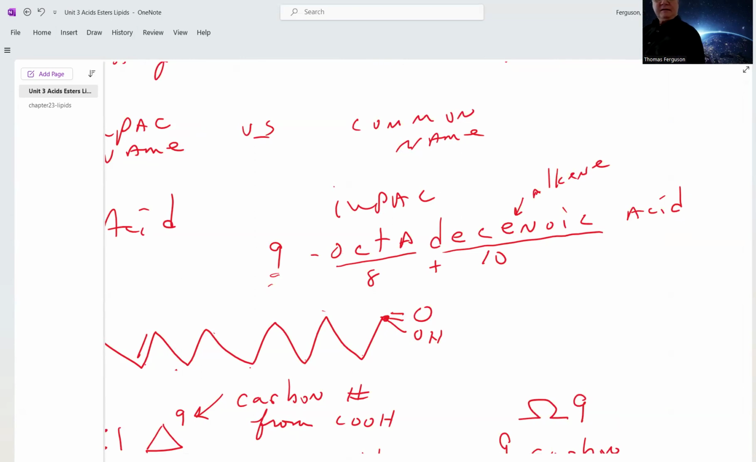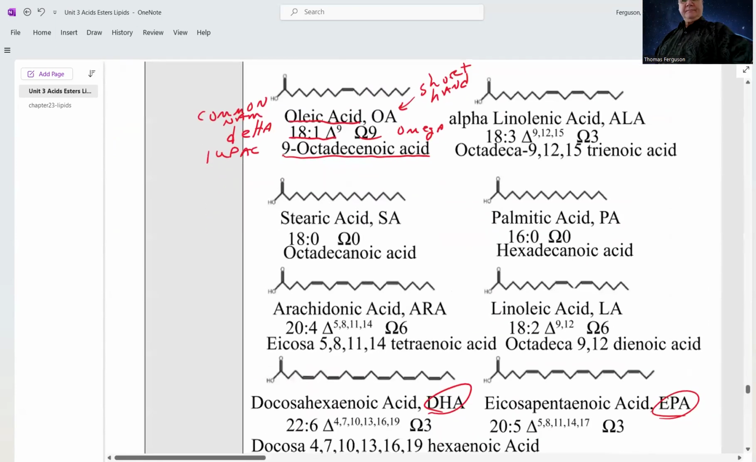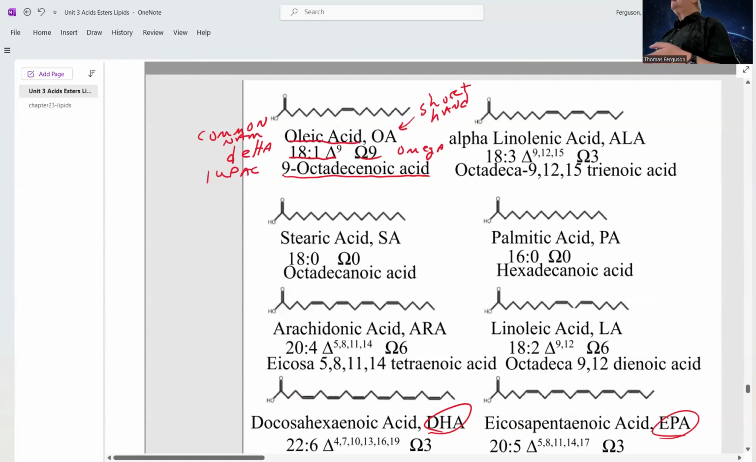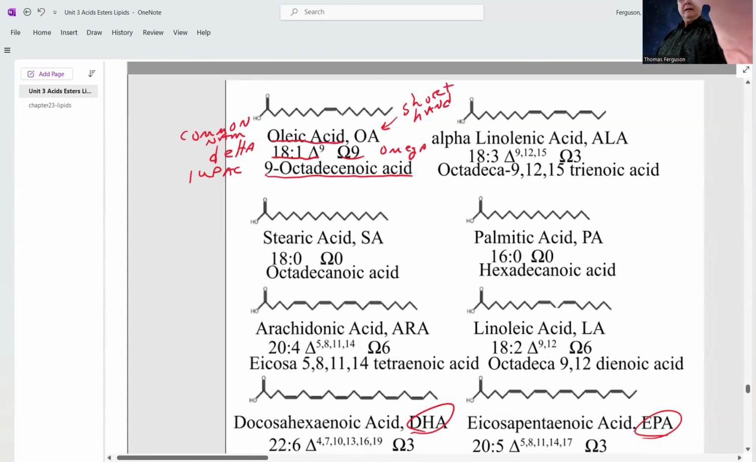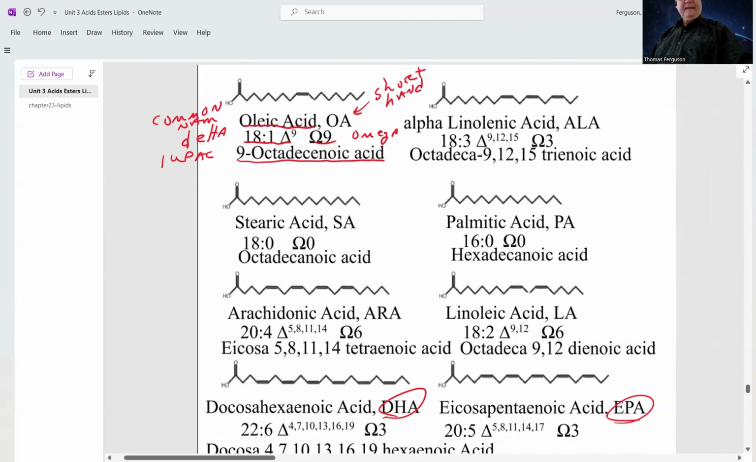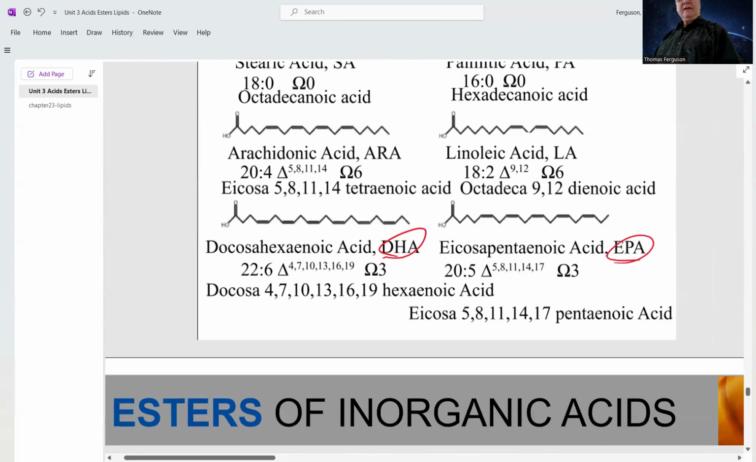Now, this list are the acids you need to know. The two most common ones on here are oleic acid, olive oil, linolenic acid, which is the most common omega-3, stearic acid, which is what you get from meat, and then these two down at the bottom, the DHA and the EPA. Those are both also common omega-3 fatty acids.